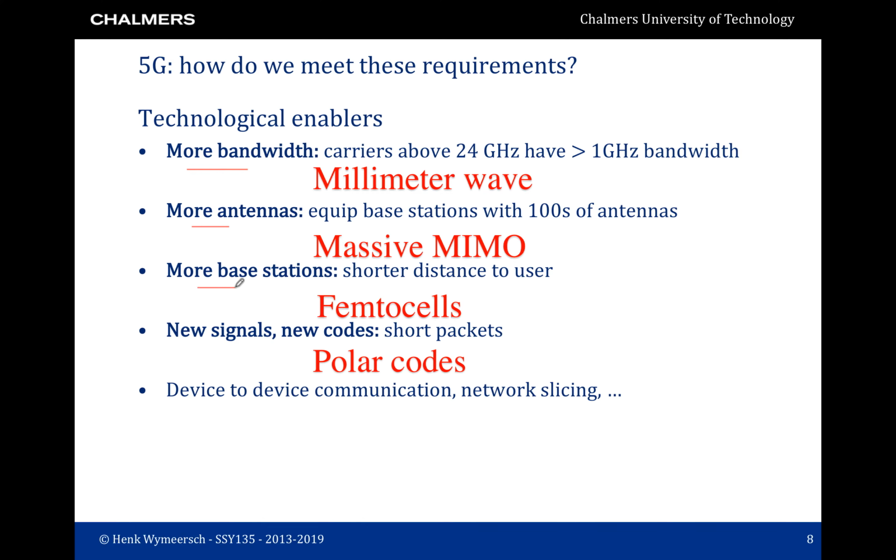We will also have many more base stations. So there are shorter distances between the users and the base stations. This leads to so-called femtocells. We will also design new kinds of signals and new kinds of codes, for instance for short packet transmission and things such as polar codes. Finally, there will be many other technological enablers such as device-to-device communication and network slicing.